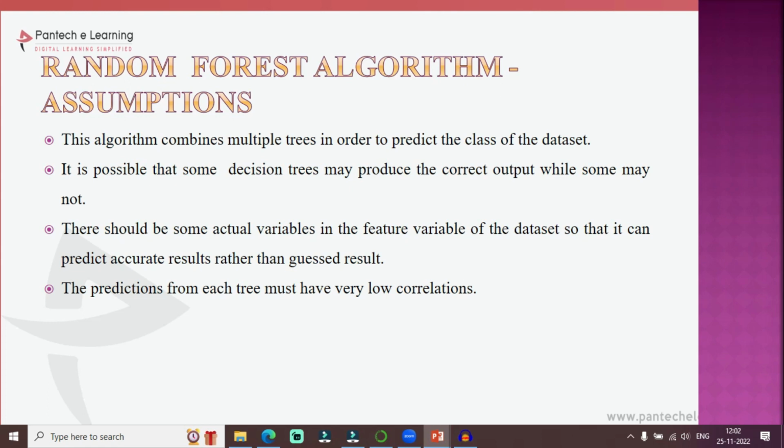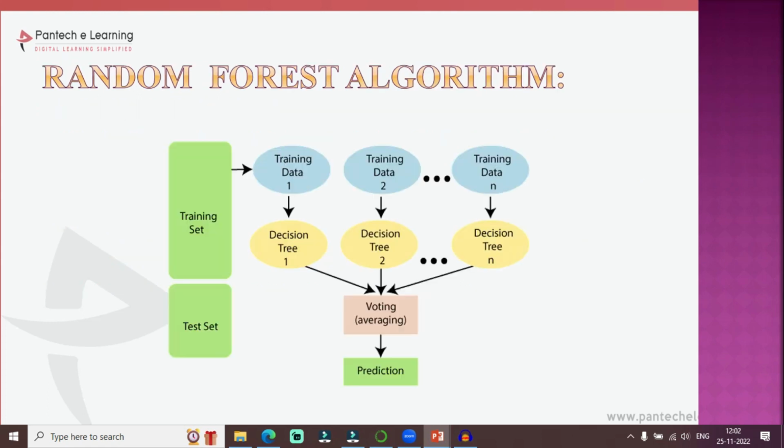Whenever you are considering any type of machine learning model, pictorially you can understand. I have this training set, with all these training data samples, for example training data 1, training data 2, up to training data n. I have decision tree 1, decision tree 2, up to decision tree n. I can go for different types of ensemble techniques. I am going for the averaging technique and finally I am getting the final prediction result. So what is the result of my random forest algorithm?